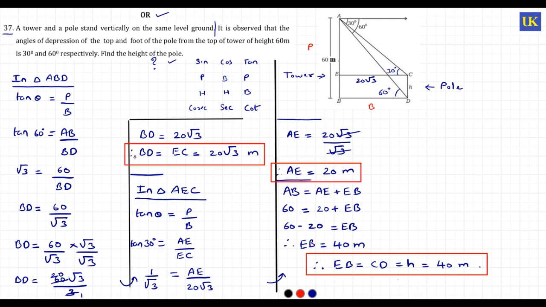So first we found out BD, which is also equal to EC, which is 20 root 3 meter. Then we found out AE, 20 meter, and then we found out EB, which is equal to CD, which is equal to H, and which is equal to 40 meter. This is what they had asked us to find in the question. So this is our answer.